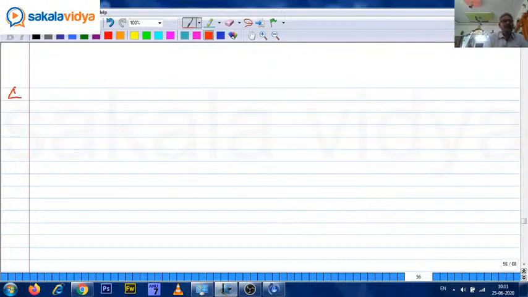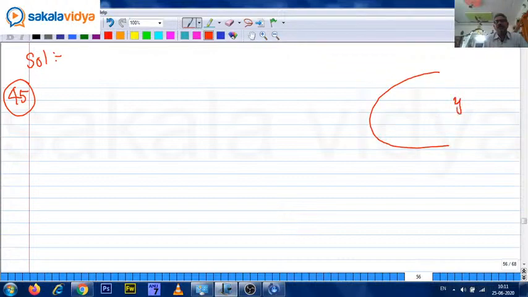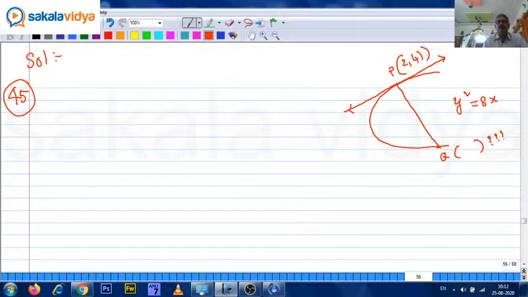45 solution. So this is the parabola whose equation is y square equals to 8x. Now the normal. So you draw the tangent here. For example, at point P, this is the normal. It meets the parabola again at point Q. The Q coordinates we need to find out. P coordinates are given, that is 2 comma 4. This is our question.